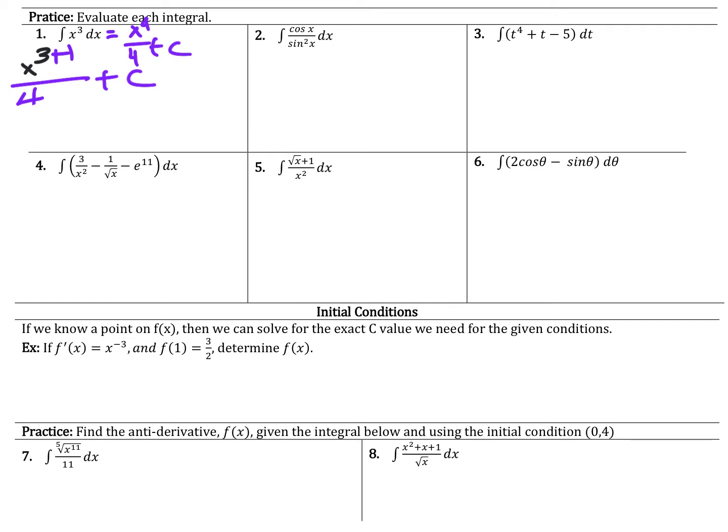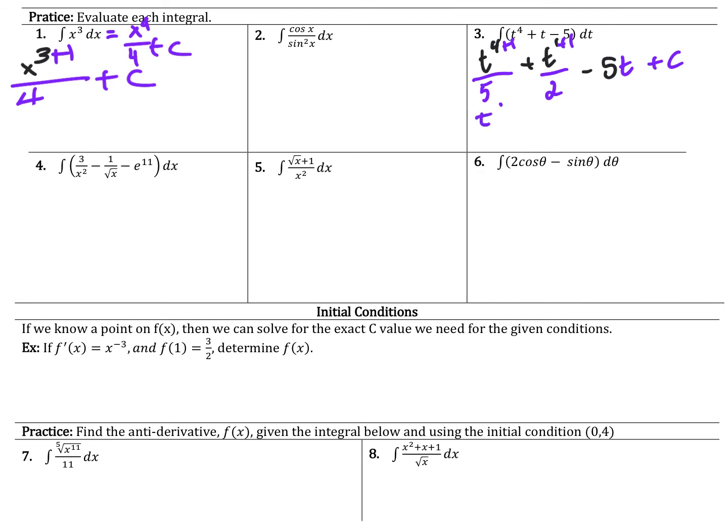I'm going to come back to number 2 in just a little bit. I want to look at number 3 because it is really similar to what we just did in number 1. So I'm going to take each polynomial term and add 1 to the exponent. So t to the 4 plus 1, and I'm going to divide by that new exponent, which is 5, plus t to the first power is what's already there. So I'm going to add 1 to that exponent and divide by that new exponent, which is 2, minus 5 times t. It didn't have a variable, so now it gets 1. And then, of course, we make sure we don't forget our plus c.